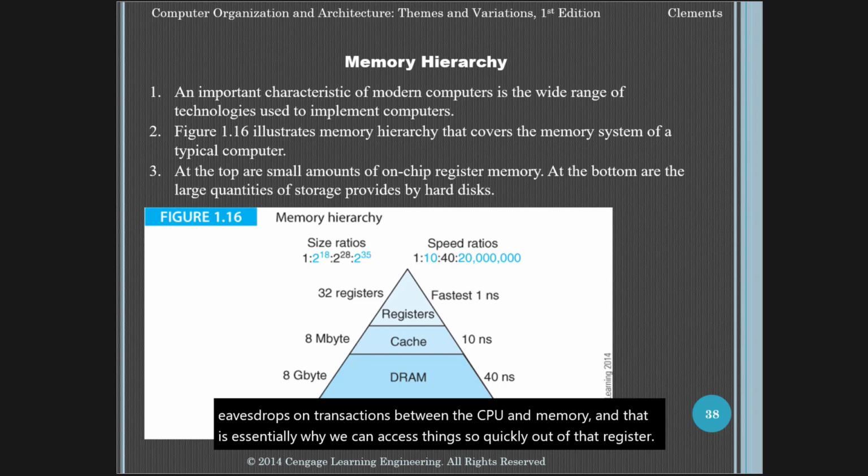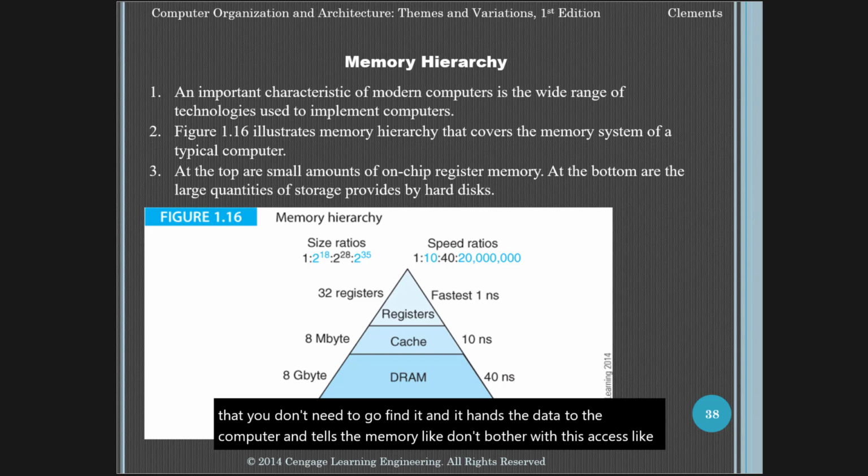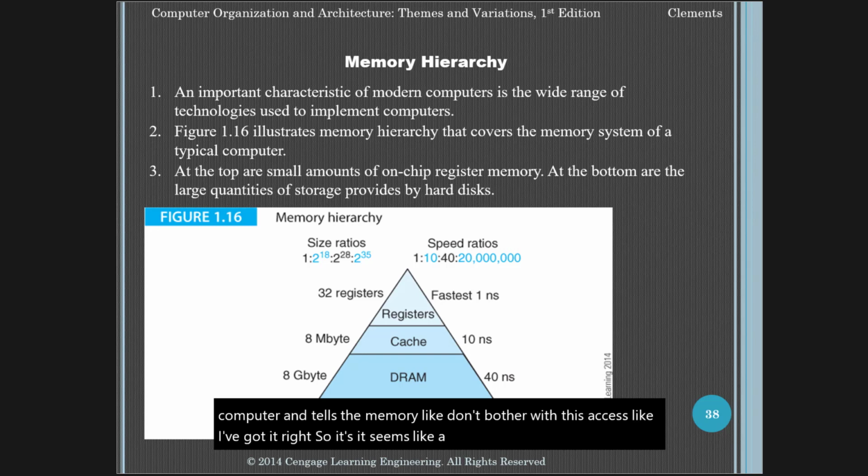So when that cache memory notices that an address from the CPU is the same as the address of a data element that it saved, it's like, ooh, I've got that. You don't need to go find it. And it hands the data to the computer and tells the memory, like, don't bother with this access. Like, I've got it. Right? So it seems like a funny analogy, but essentially that is exactly how it works.